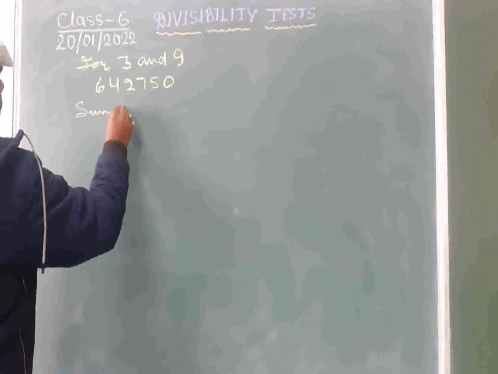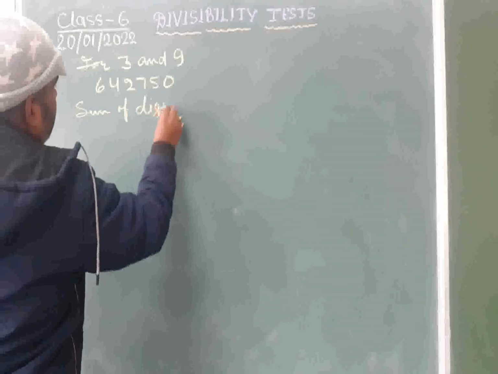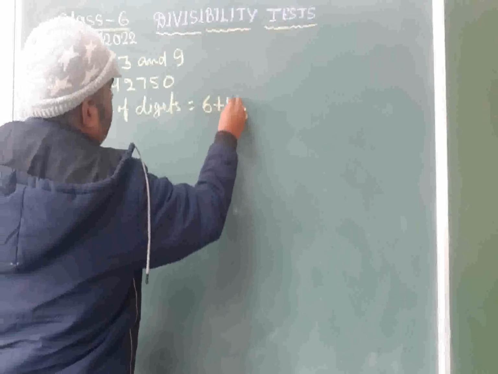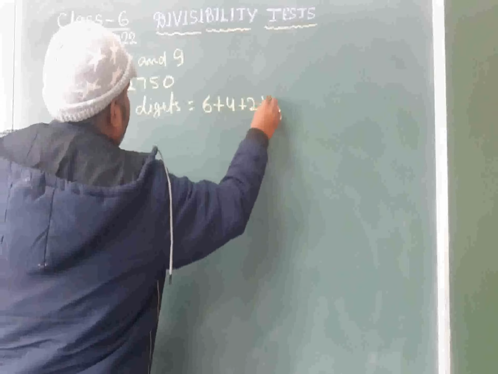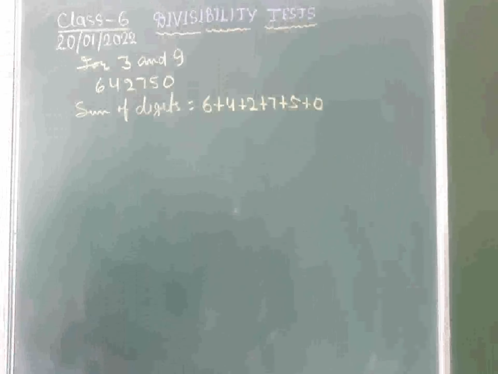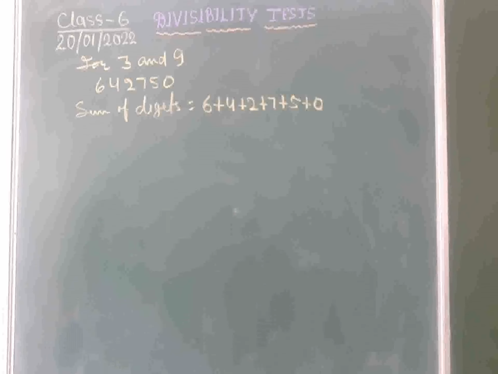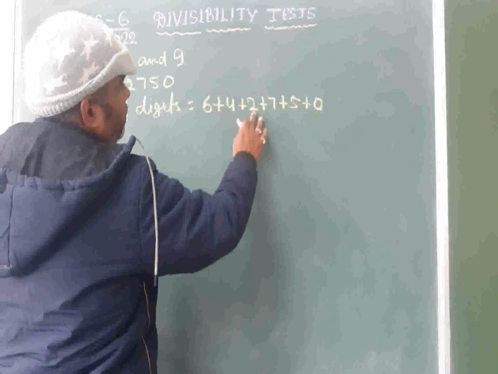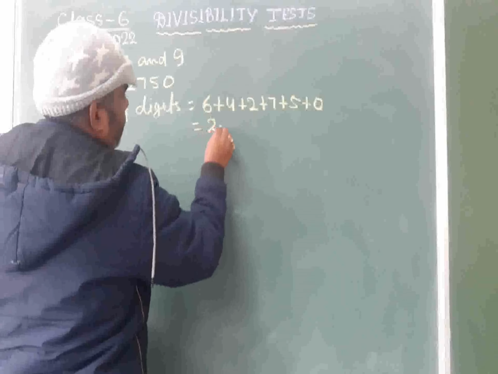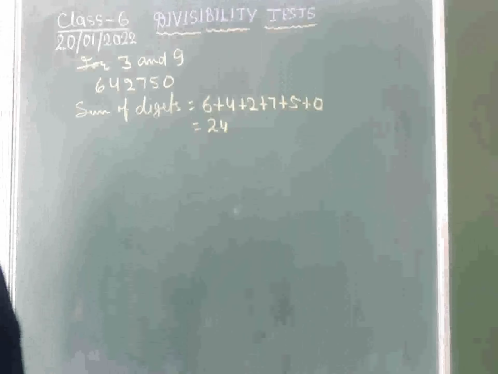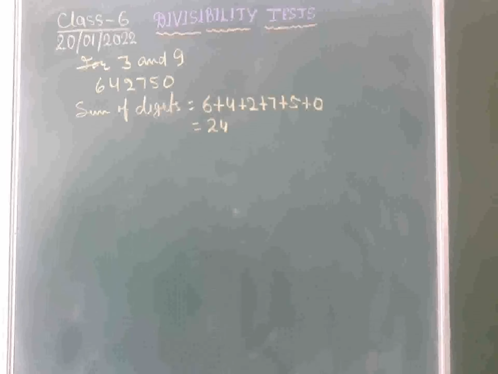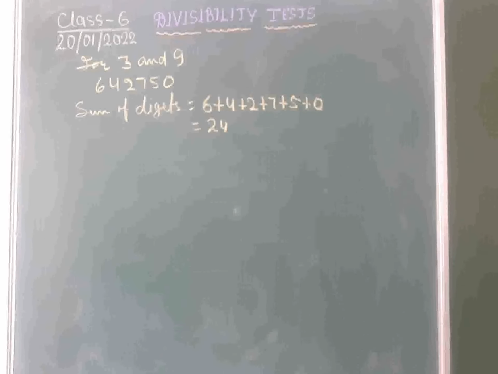Sum of digits. So it is 6 plus 4 plus 2 plus 7 plus 5 plus 0. When we find the sum, what comes? 6 plus 4, 10, 12, 19, 24, plus 0, 24. And we know very well that 24 is divisible by 3. So easily we can say that this number is divisible by 3.